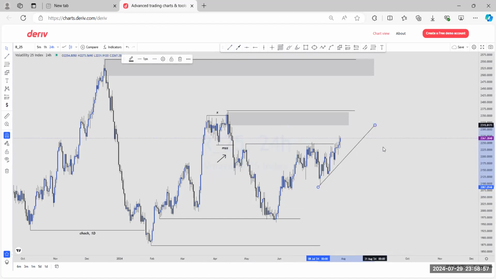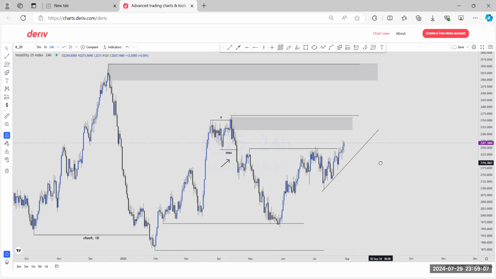This trend line liquidity to the upside, which looks very steep. So that is what I'm thinking on this asset. Vix25, 24-hour time frame. So bullish.